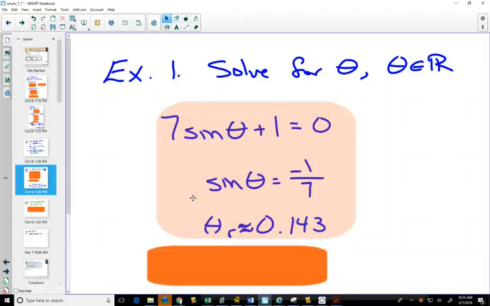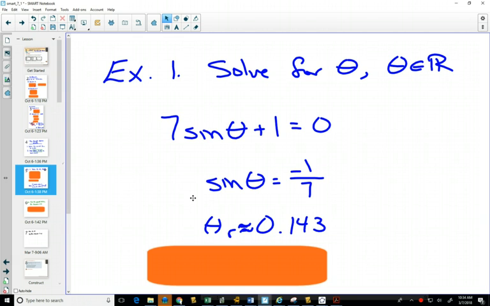There, example 1. Here's our first example. We're going to try to solve for theta, where theta is an element of the real numbers, for 7 sine theta plus 1 equals 0. So we start just like solving normally from 0 to 2 pi. You'd get sine theta by itself. You do sine inverse of positive 1/7 to get your reference angle.